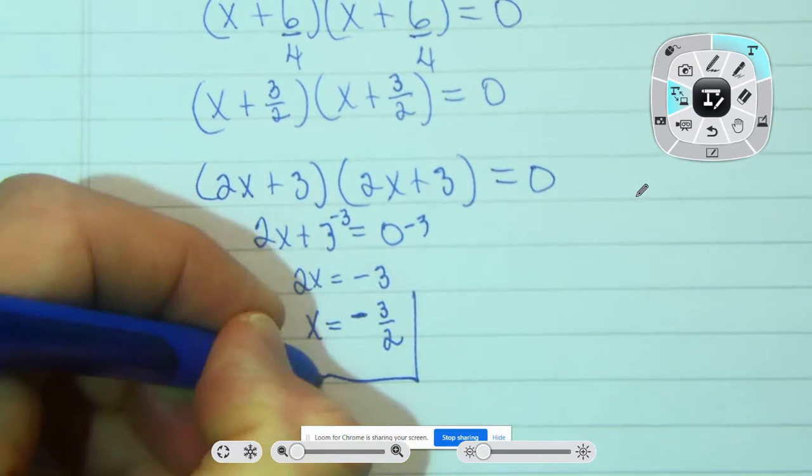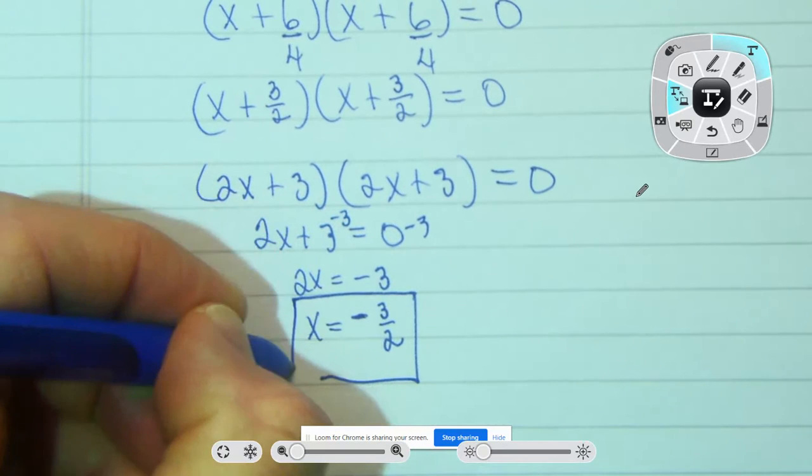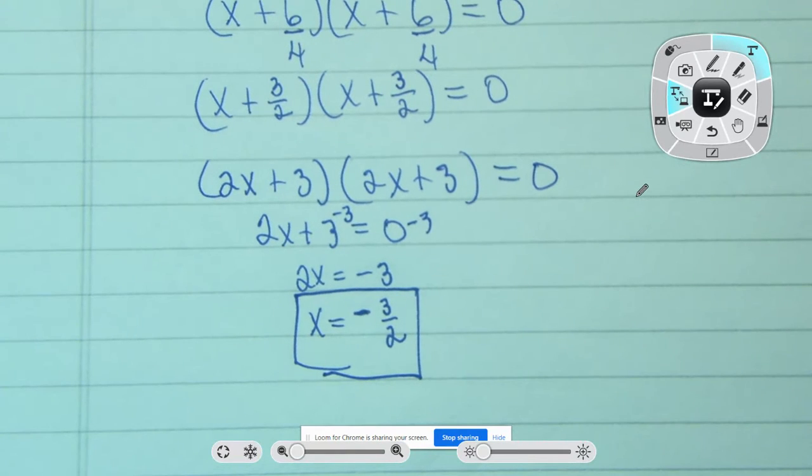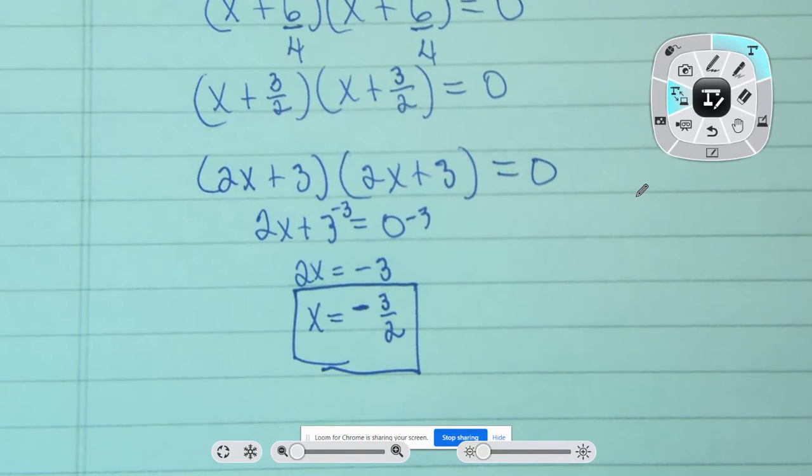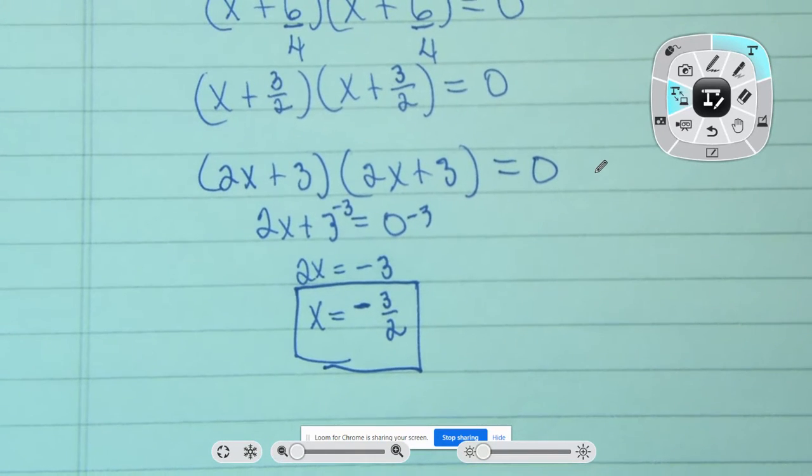And I don't need to solve the other one because I'm just going to get the same answer. So that's my answer for that quadratic. Just one answer. And you know, we talked about that yesterday. Sometimes you can have just one answer, and that's okay.